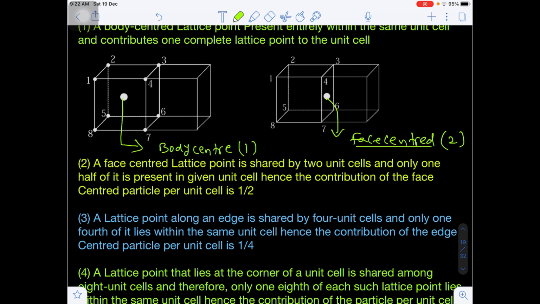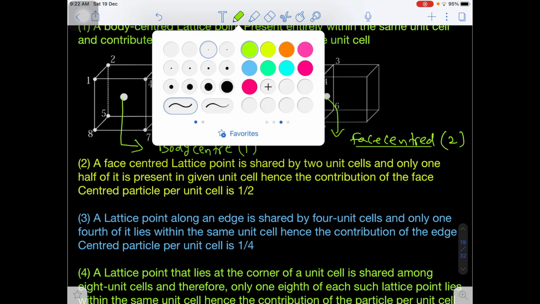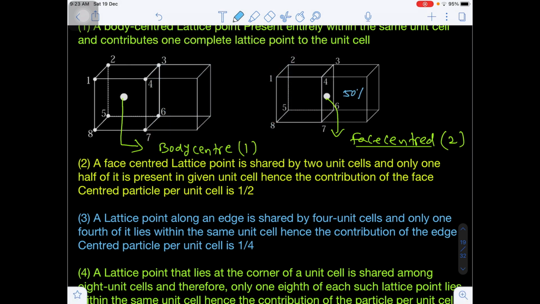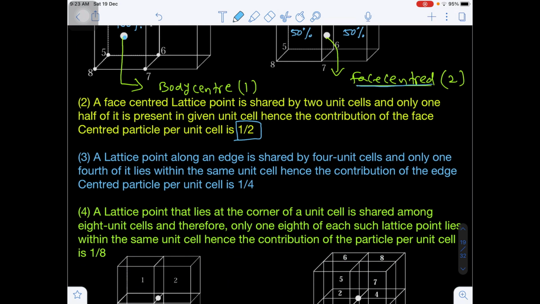Now what about the contribution of the lattice point per unit cell? Per unit cell, this will be 50% to the right side unit cell and 50% to the left side unit cell. That means the lattice point contributes 1/2 to each unit cell when it is present at the face center, or center of the face. Yes or no? This is very, very important. Whereas the body center lattice point gives 100% contribution to the unit cell only, because it is not shared by any other unit cells. Now come to one more lattice point, that is the edge center, the center of the edge.